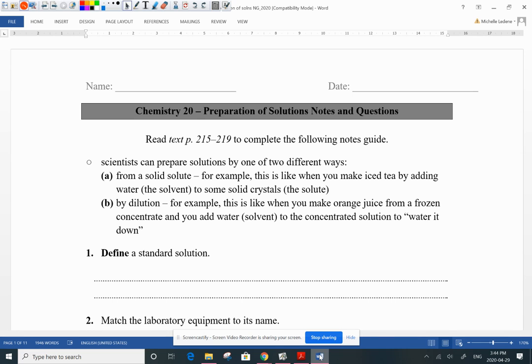Alrighty, Chem 20s. Today we are talking about how to make solutions and how to dilute solutions. So unfortunately this year we won't be doing the cool labs of actually making solutions from solute, but you can certainly read this notes guide and also your textbook. And these pages are in your textbook, 215 to 219.